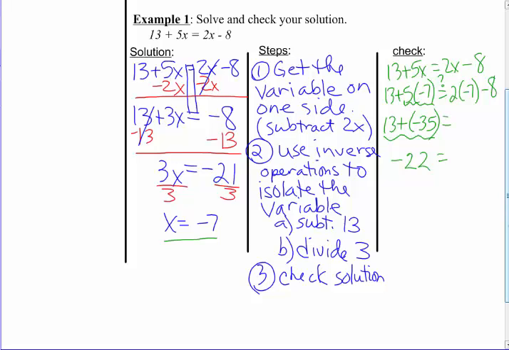Now we're going to work on the right-hand side. 2 times negative 7 is negative 14 minus 8. And don't forget, you can add the opposite. So negative 14 plus negative 8 is negative 22. So negative 22 is equal to negative 22. So x equal to negative 7 is correct.